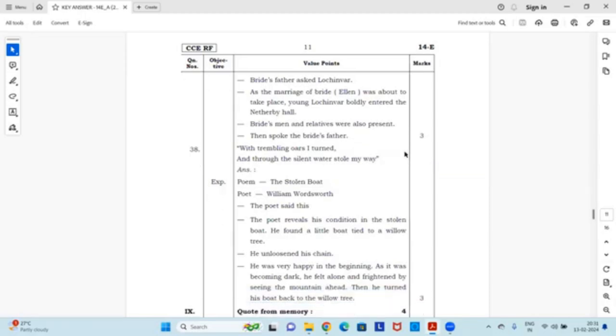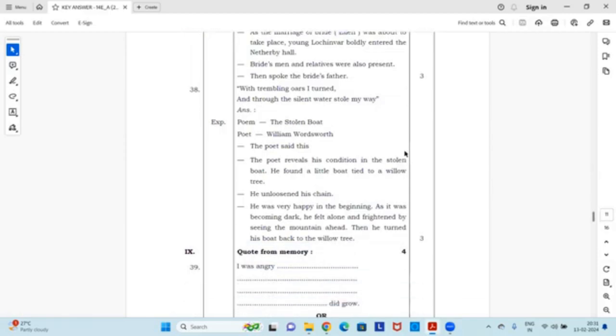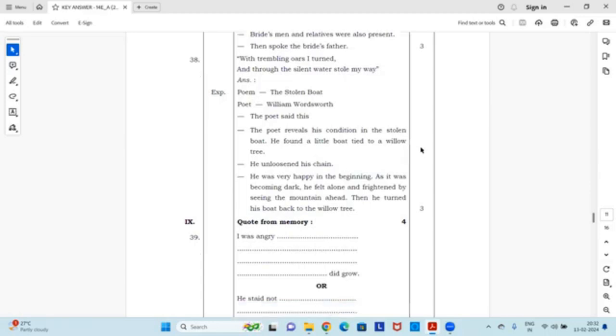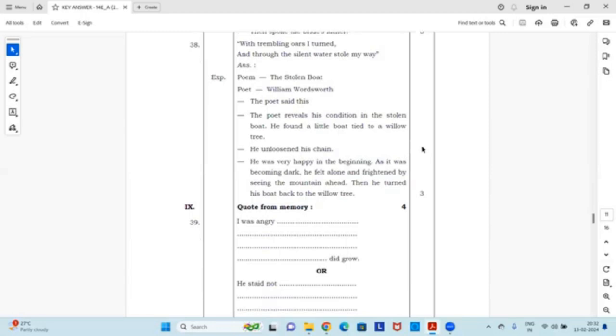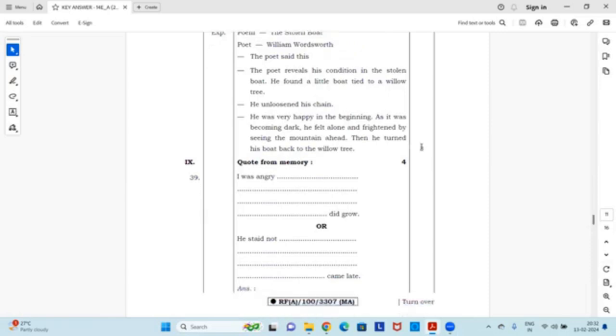Next question 38. With trembling oars I turned, and through the silent water stole my way. Now this is taken from the poem The Stolen Boat, written by William Wordsworth. And the poet has said these words. The poet reveals his condition in the stolen boat. He found a little boat tied to a willow tree. He unloosened the chain of the boat. He was very happy in the beginning, but as it was becoming dark, he felt alone and frightened by seeing the mountain ahead. Then he turned his boat back to the willow tree. So, in that circumstance, these lines were written there.